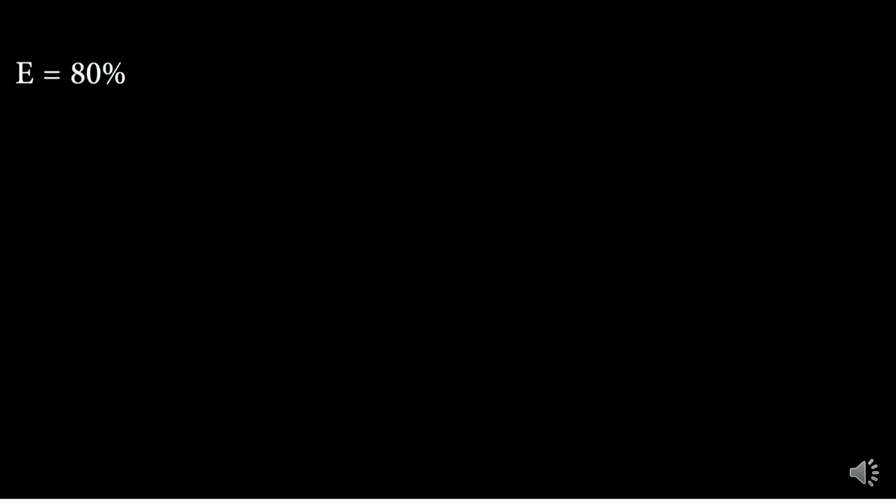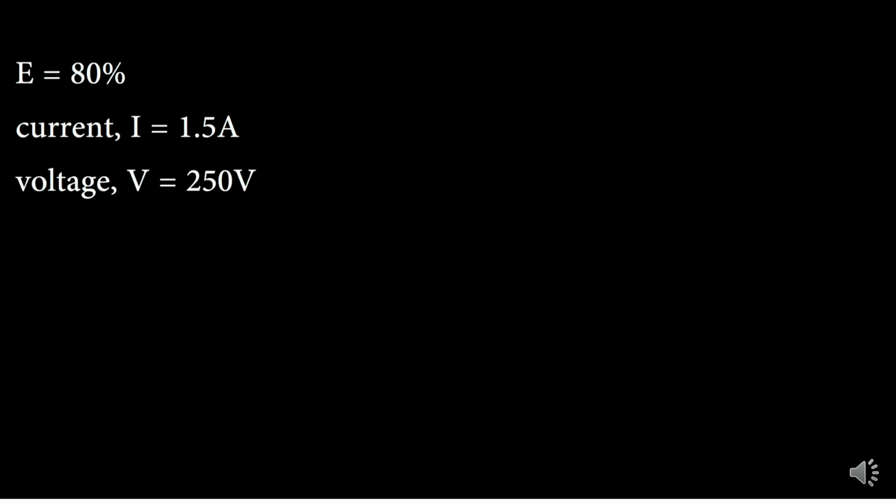We're given our efficiency of the electric motor to be 80%, the current that is represented as I to be 1.5 amps, and the voltage which is represented as V to be 250 volts. Now, since we are given efficiency, why don't we look for a formula that relates efficiency to the power output? Now, efficiency is given as power output over power input times 100.